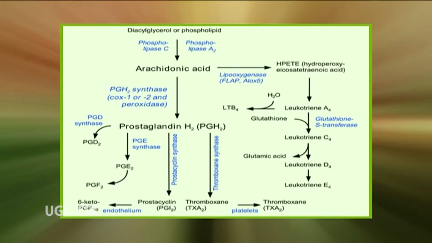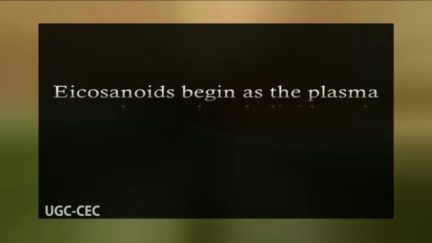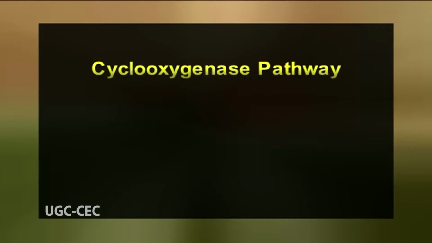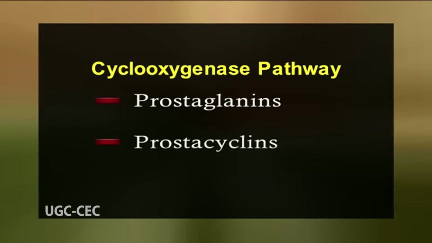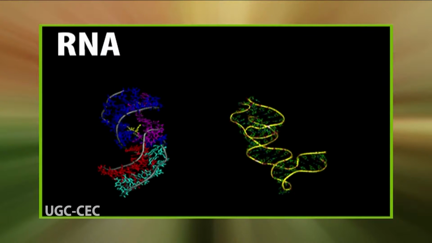Eicosanoids. Eicosanoids are also synthesized from arachidonic acid found in the plasma membrane. Eicosanoids begin as the plasma membrane phospholipids and are modified by 2 different pathways. The cyclooxygenase pathway creates prostaglandins, prostacyclins, and thromboxanes. The lipoxygenase pathway creates leukotrienes. In addition to these signaling molecules, other important signaling molecules include calcium ions, nitric oxide, and non-coding RNA.